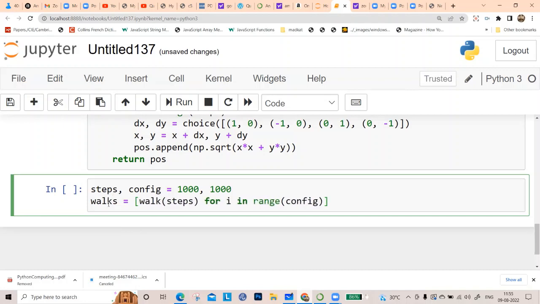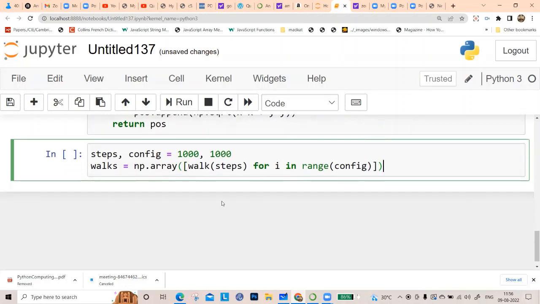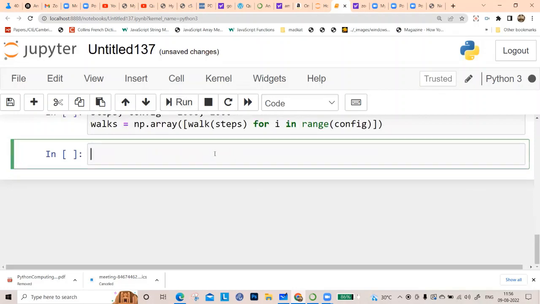Also, since I will be using the machinery of NumPy array, I should convert this list into a NumPy array. So it is better that I write np.array. The display will be better, and all the other vectorization things I can use later. So let me run it.